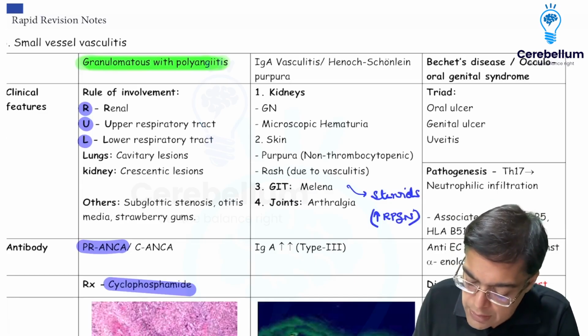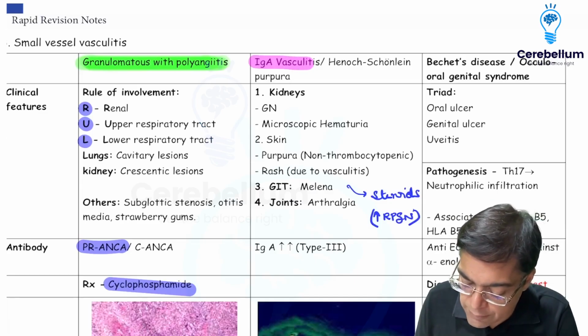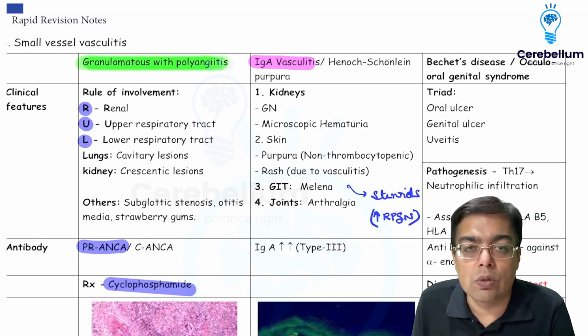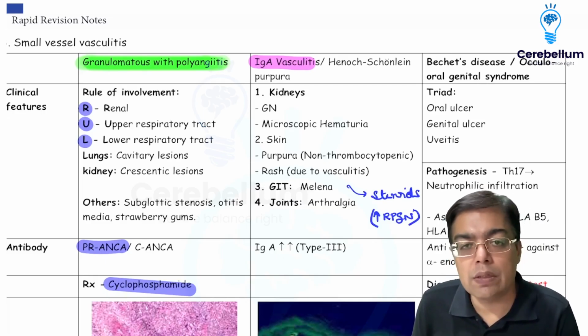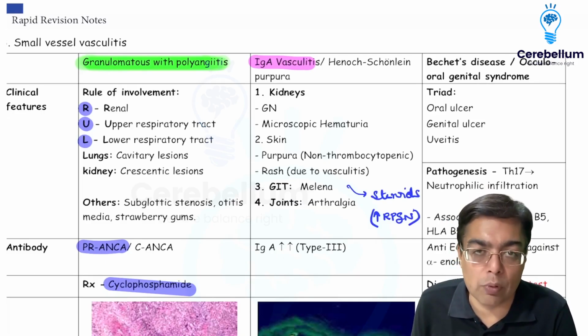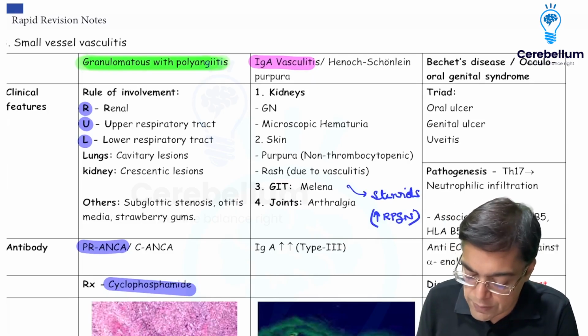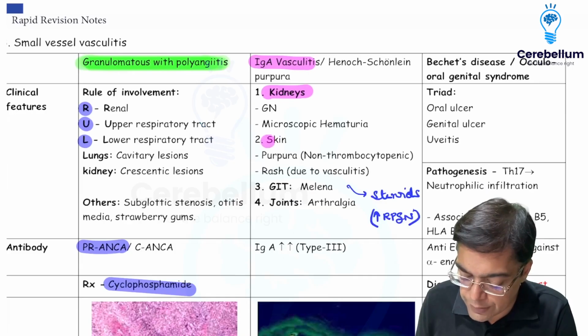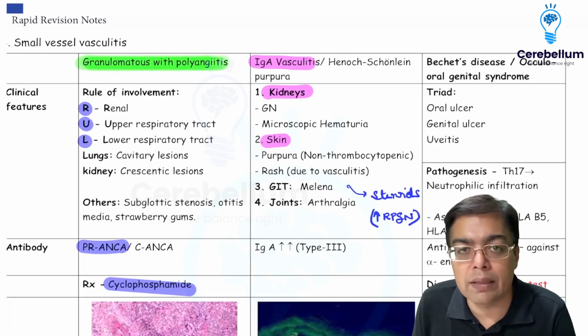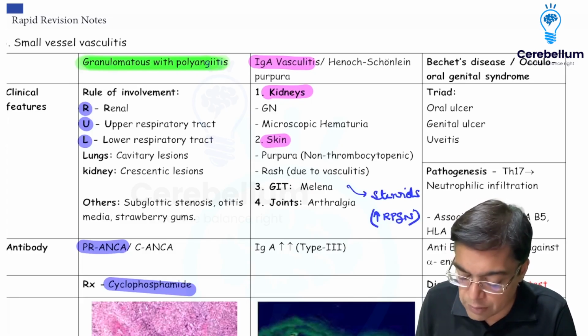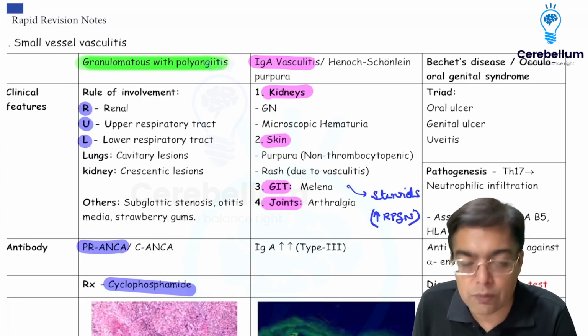A second one which has been asked in the exam happens to be IgA vasculitis disorder. This is also seen in children, just like Kawasaki's, and this condition was earlier called Henoch-Schönlein purpura. So 4 organs are affected. First is the kidneys, in the form of glomerulonephritis. Second is the skin, in the form of a palpable purpura or non-thrombocytopenic purpura. Patients have a rash, as well as an extensor surface rash on their back and buttocks. And the patients have GI tract involvement and joint involvement.